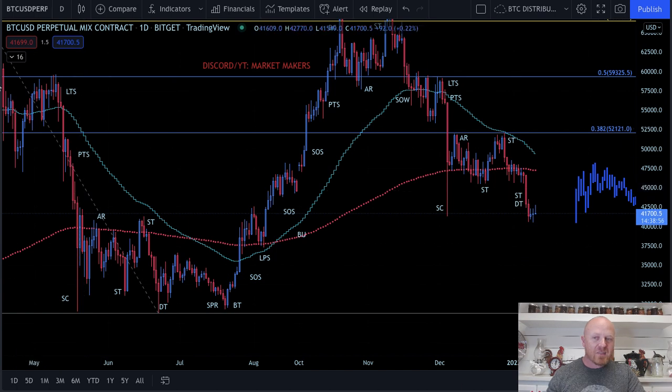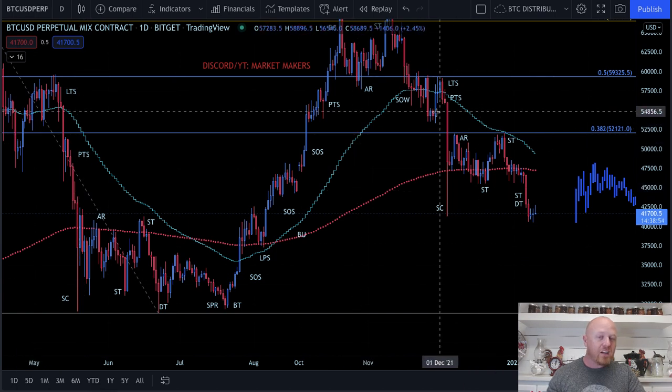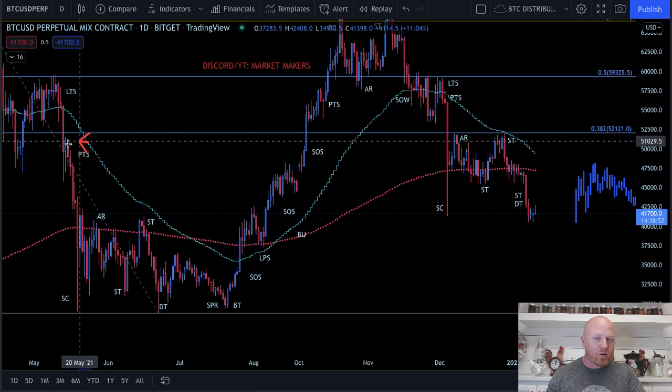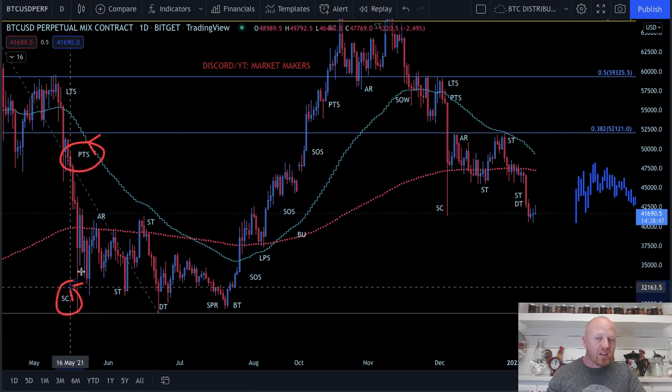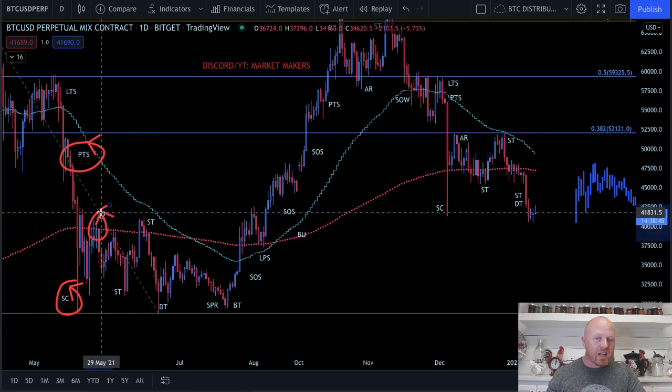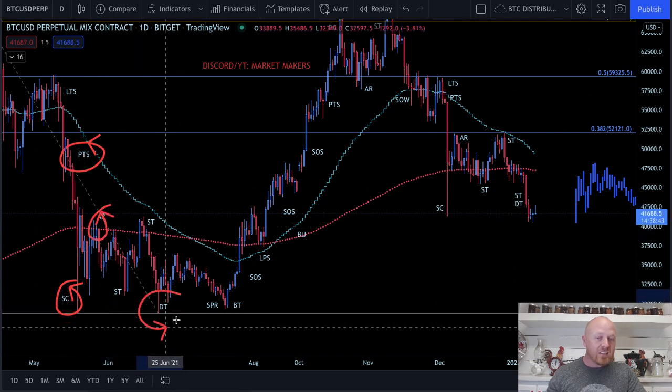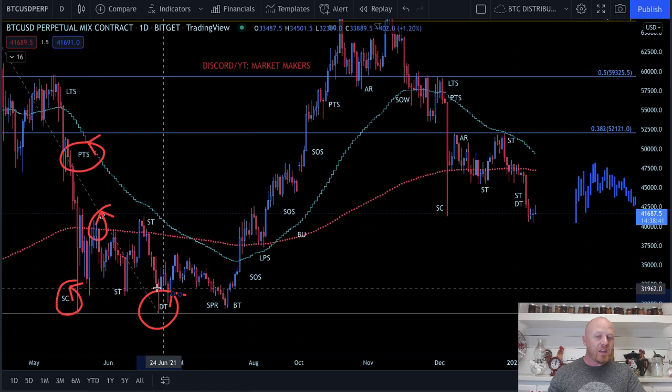The exact same things he's circling over here, he's not aware that it happened already over here. Your preliminary test of support, your selling climax candle, your automatic reaction, all the areas he's circling, the down thrust, okay? This is all concerning.